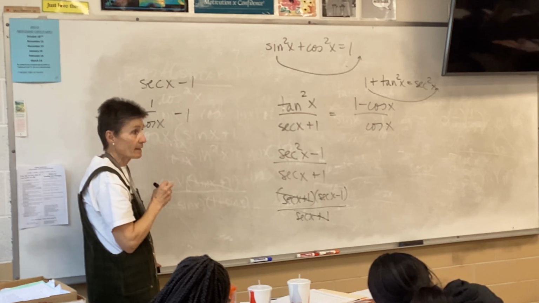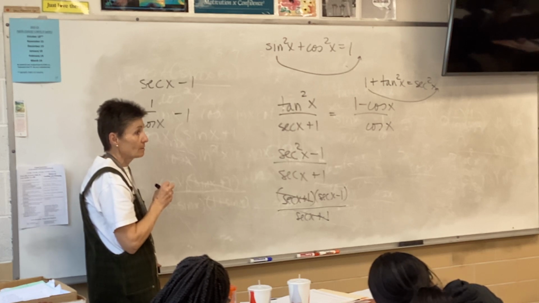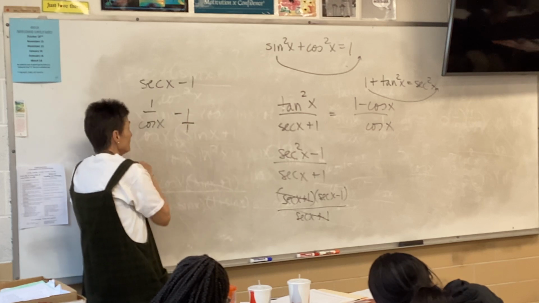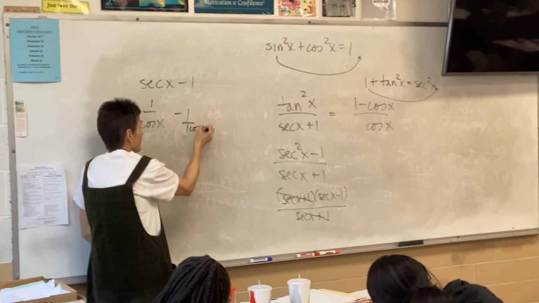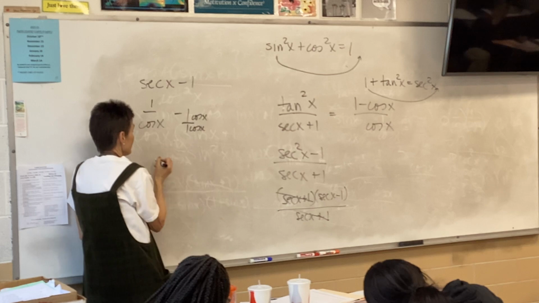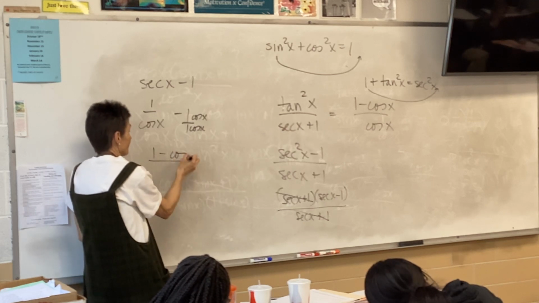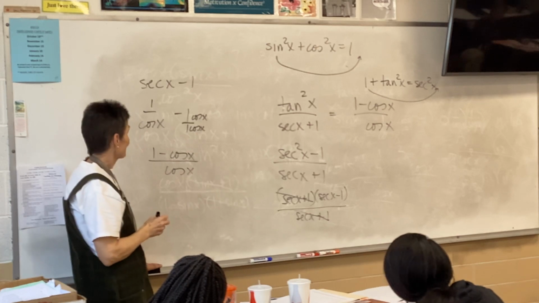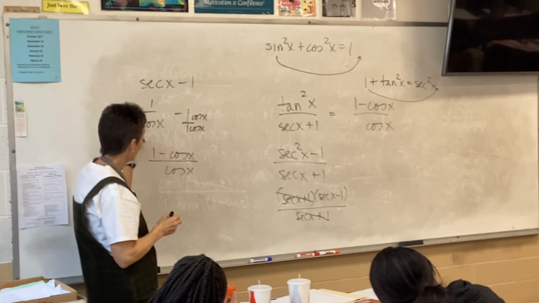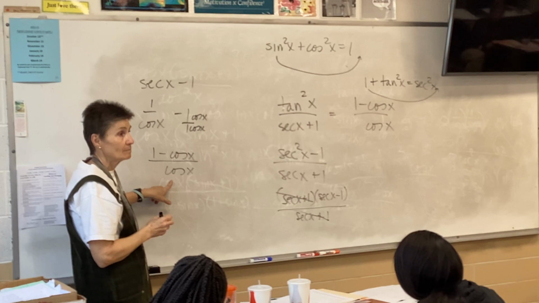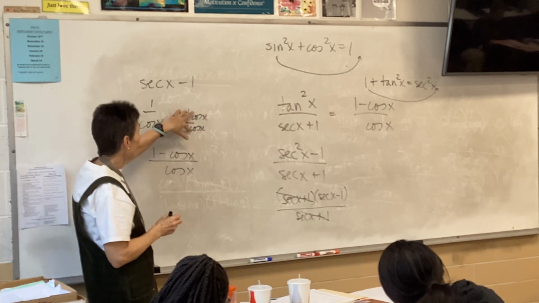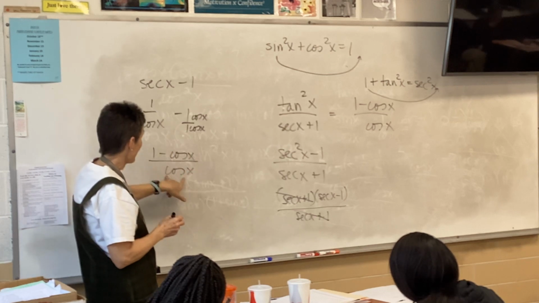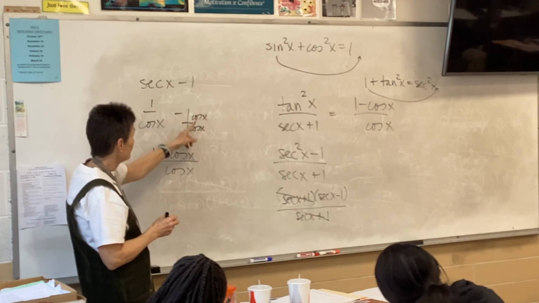Let's get a common denominator. What's our common denominator? We have 1 over cosine and 1 over 1. So I'm gonna multiply this one by cosine. 1 minus cosine all over cosine. Multiply top and bottom by cosine to get the common denominator. Denominators match, so I add or subtract the numerators.